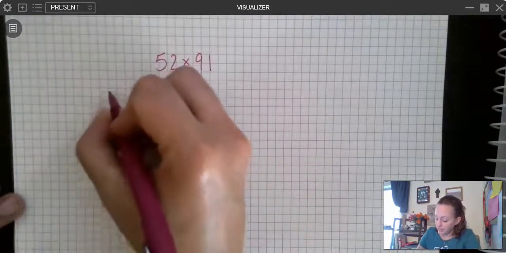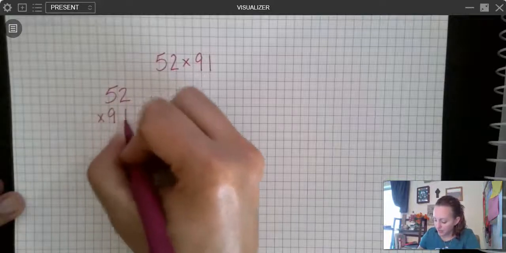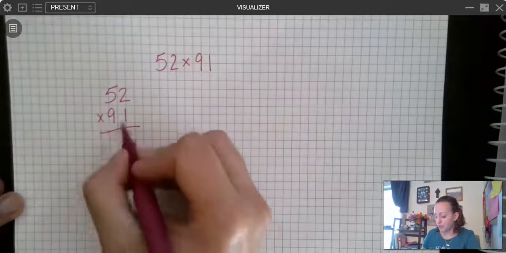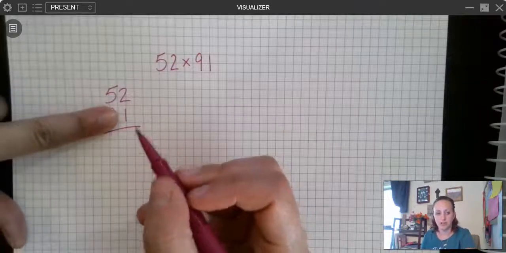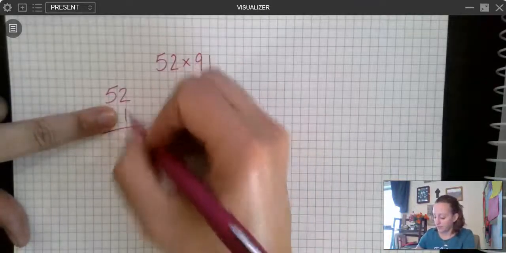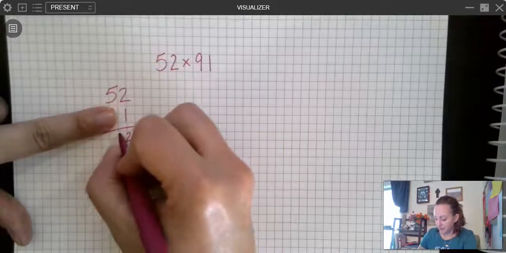All right, standard algorithm, 52 times 91. I'm going to stack them up. Remember, first I multiply the 1 times everything and I ignore my 9. Sometimes I even like to just cover it up. All right, 1 times 2 is 2. 1 times 5 is 5.